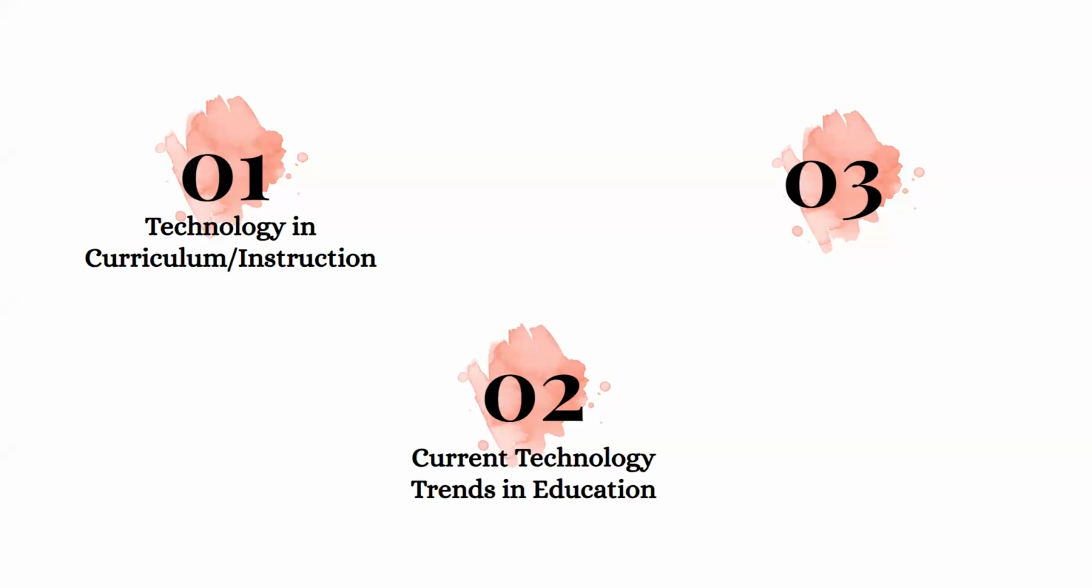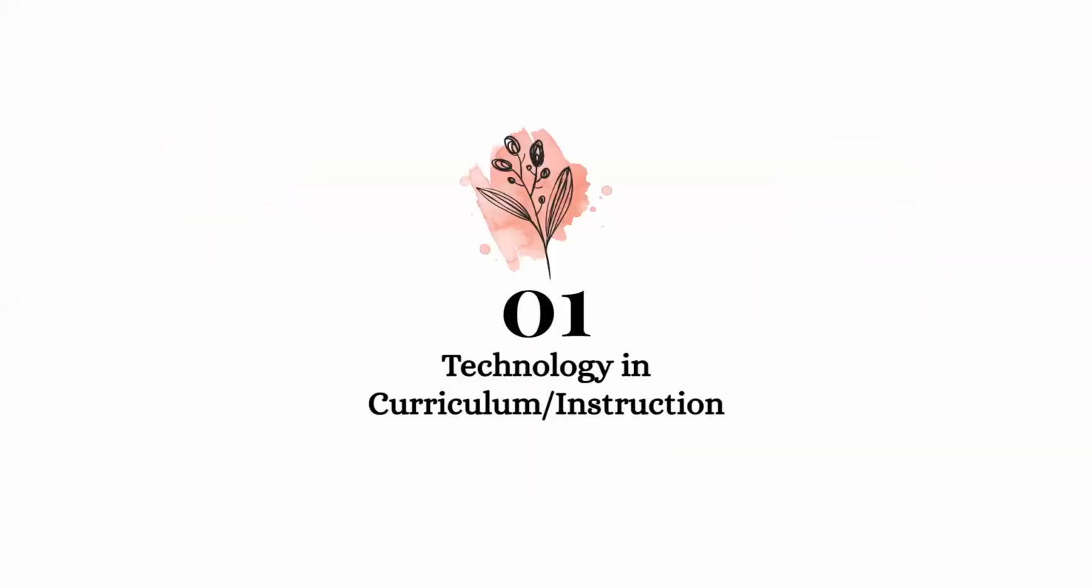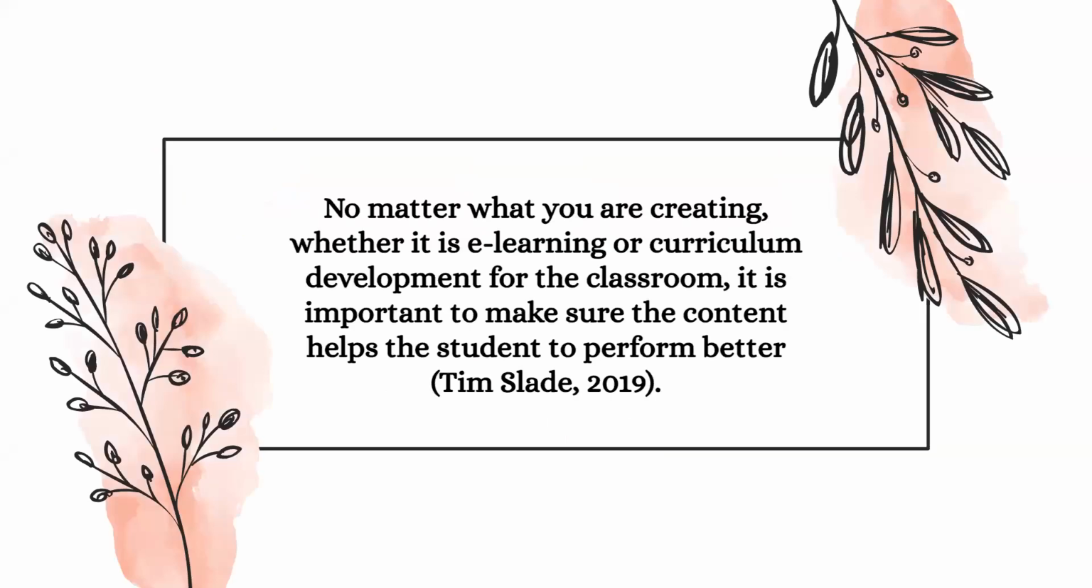So we're going to be covering three different points to this. The first one is technology in curriculum and instruction, current technology trends in education, and lastly, further technology resources and tools. Now, technology in curriculum or in instruction, we're going to be looking at no matter what you are creating, whether it's e-learning or curriculum development for the classroom, it's important to make sure that the content helps the student to perform better. And that's our goal as teachers, no matter what, is to make certain that it helps our students to perform better, to know more, to understand more.